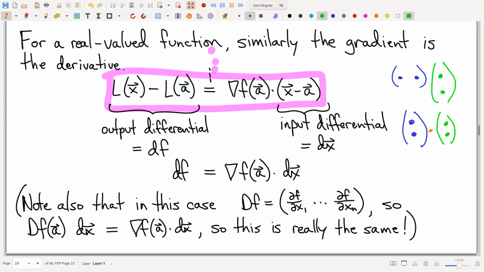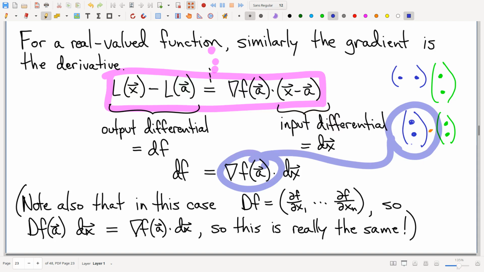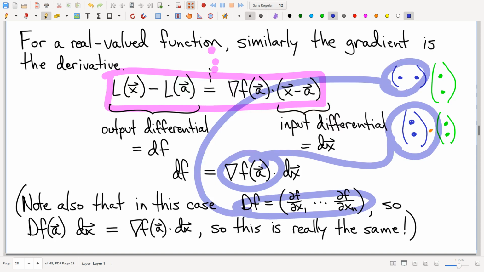So if you have a real valued function, sure, I suppose you could think of the dot product with the gradient as what you're doing, but honestly, feel free to just think of that as a matrix of a single row. Same deal. So, anyway, I just needed to make that observation. It's not really technically all that different.